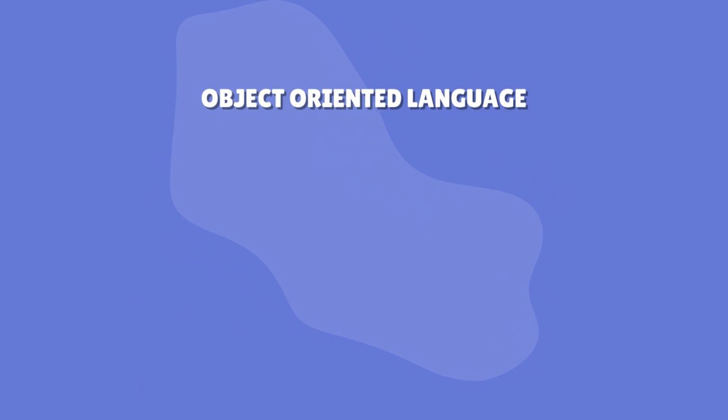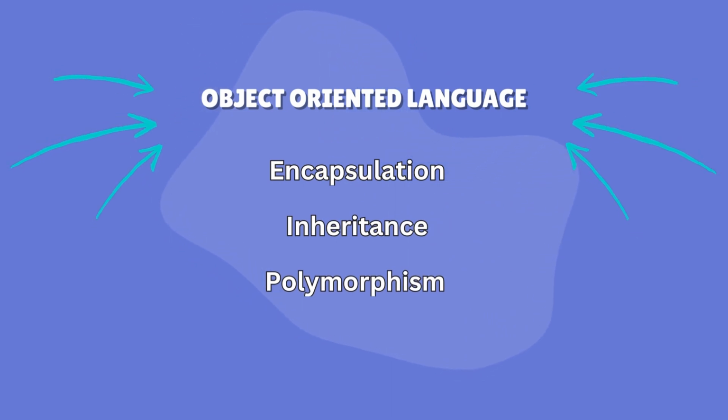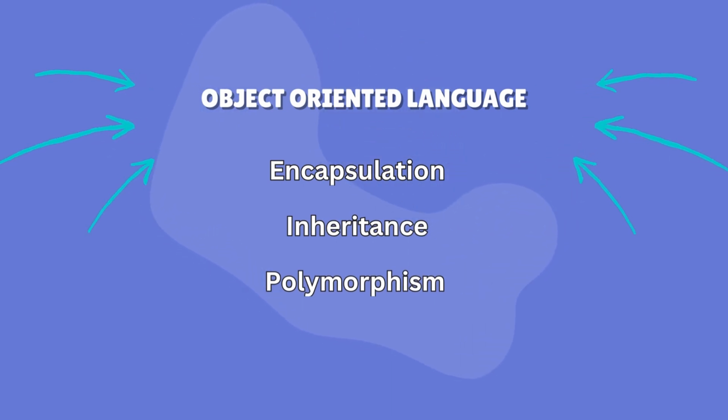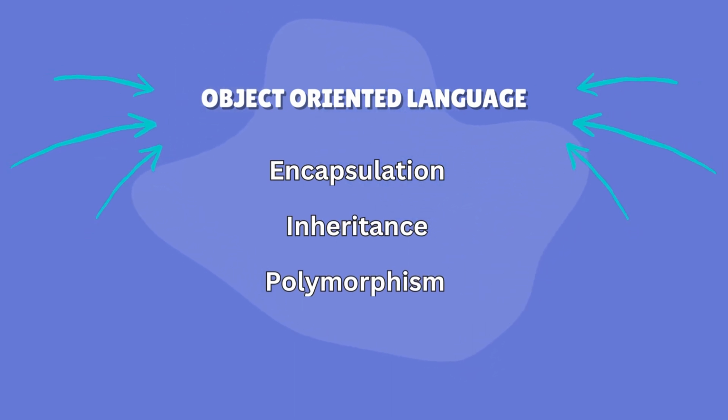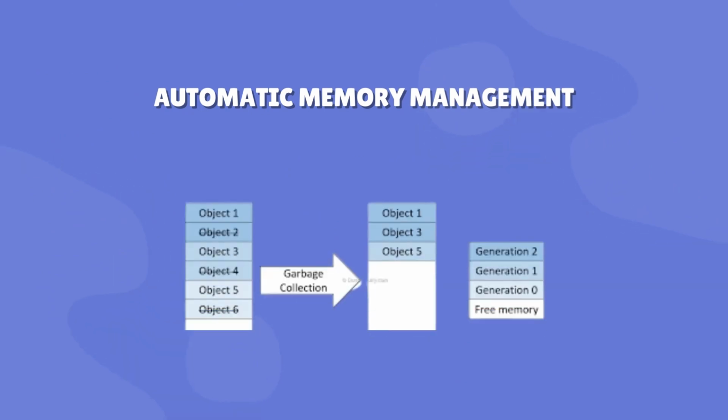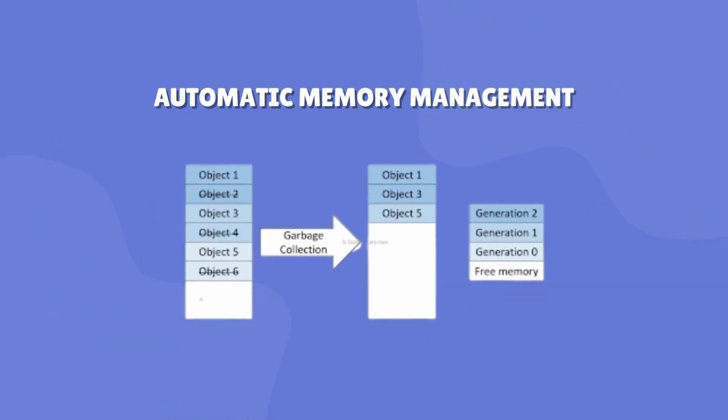C# is an object-oriented programming language, which means it supports the principles of encapsulation, inheritance, and polymorphism. This allows developers to create modular and reusable code. C# includes automatic memory management through garbage collection. This feature helps developers avoid memory leaks and manage memory efficiently.